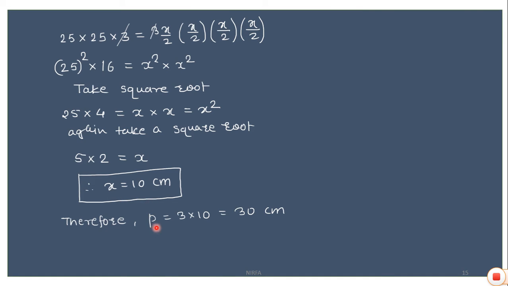Now I can easily find out the perimeter of the equilateral triangle, because we know that perimeter is the addition of all three sides. And here, since the triangle is equilateral, x plus x plus x gives 3x, and therefore the perimeter of the equilateral triangle is 30 centimeter.